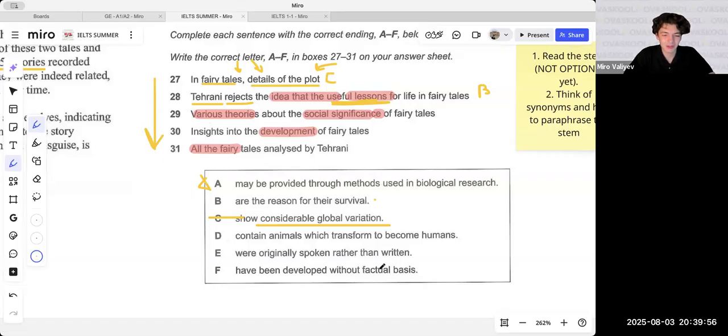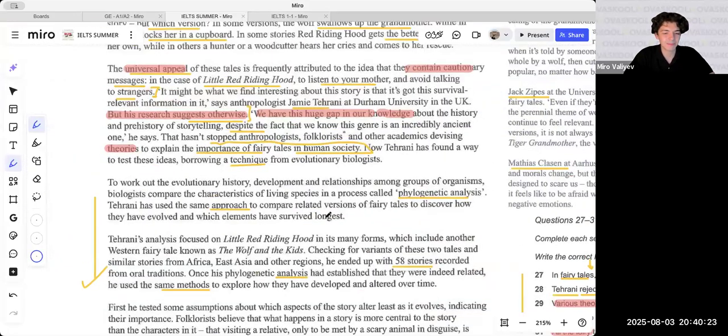Yeah. Theories were originally spoken rather than written. No, we don't have any information on that. And various theories have been developed without factual basis. Yeah, this might be the best fit. Yeah, why is that? Because we lack factual historic knowledge. Yeah, that is the problem. And despite this problem, people like anthropologists, folklorists, and academics, they still devise theories to explain the importance. They still make those theories to champion for the fairy tales, yeah.